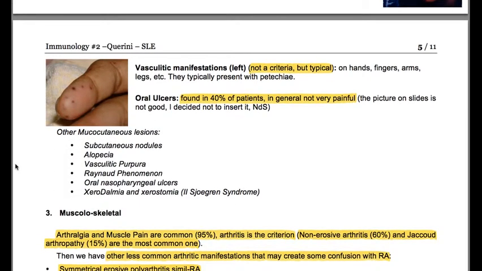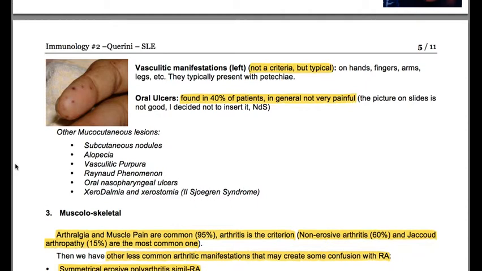We have then a vasculitic inflammation, which is present here on the left, but it's not a criterion, but is typical. It's present on the hands, fingers, arms, legs. They typically present with petechiae. We have oral ulcers, which are found in 40% of patients, generally not very painful. We have other mucocutaneous lesions then, such as subcutaneous nodules, alopecia, vasculitic purpura, Raynaud's phenomenon, oral nasopharyngeal ulcers, xerophthalmia and xerostomia, that is secondary Sjogren syndrome.